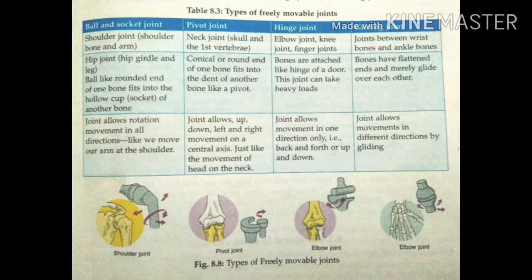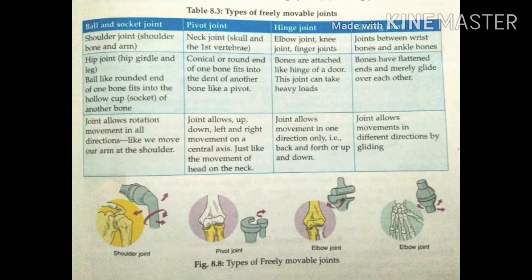First we'll see ball and socket joint. This one is present in the shoulder, so it's called a shoulder joint. Next one, pivot joint. It's present in the neck, so it's called a neck joint. The skull and the first vertebra are joined together.